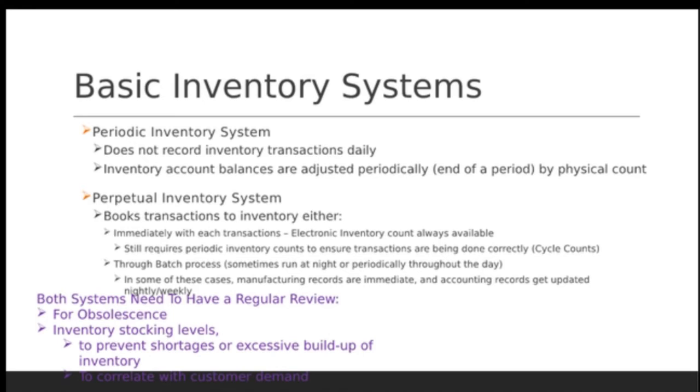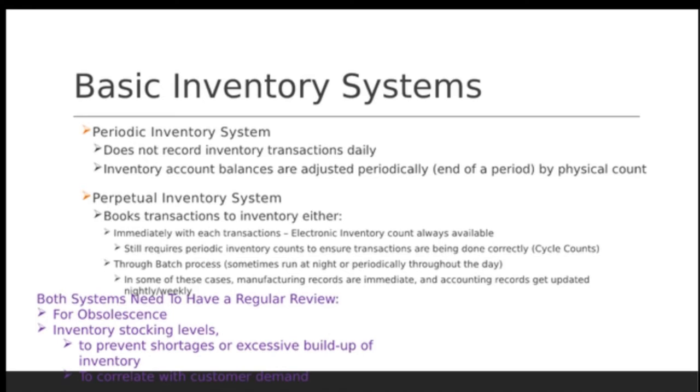Now, perpetual inventory system keeps track of the running tallies of inventory. So you'll have the ability to see on any given point in time what the inventory levels are. So they book their transactions in inventory either immediately after transactions, so you'll have this electronic inventory count that's always available and always happening. It still requires periodic inventory counts to ensure transactions are being done correctly. So you still need those cycle counts.